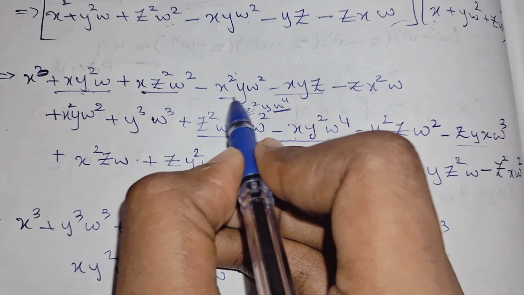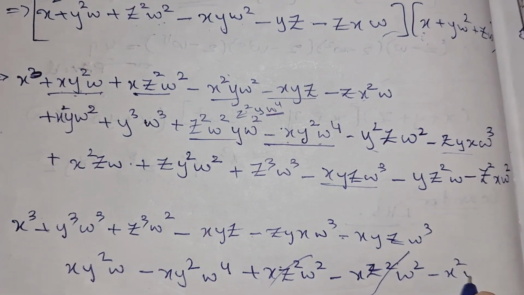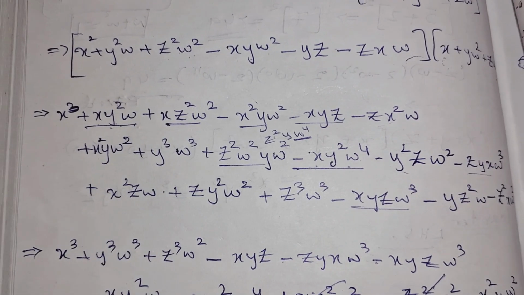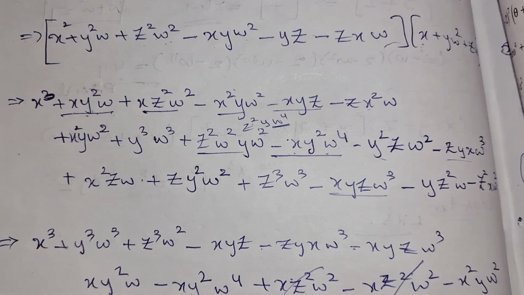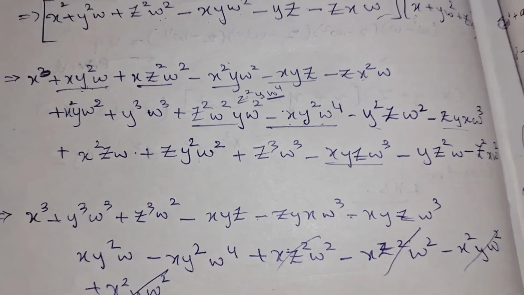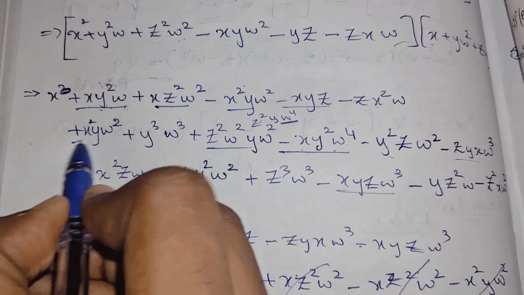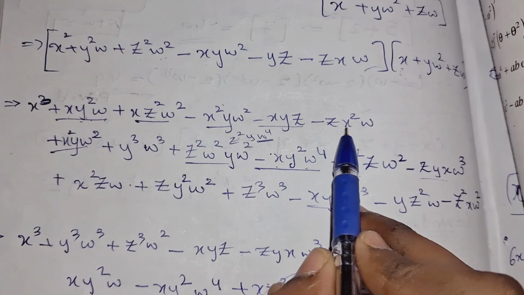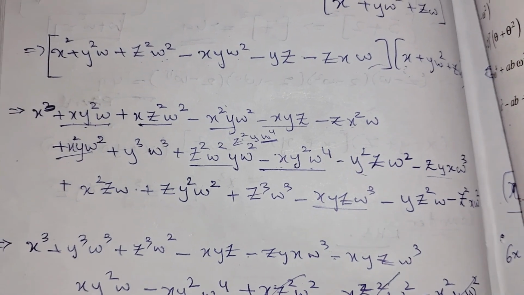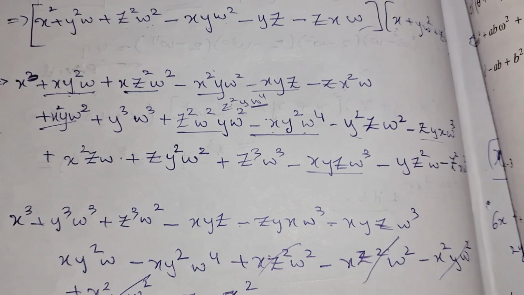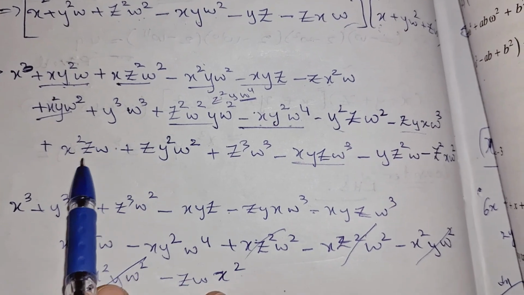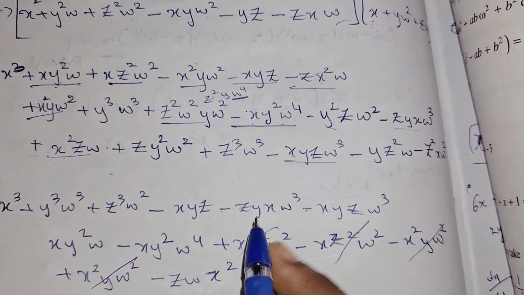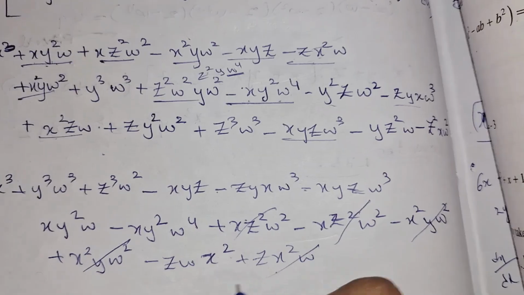Then what is the next term? X square y. So minus x square y omega square. Here we have x square y omega square with the plus sign. Now this and this again can be cancelled, isn't it? I'm writing in this way to make you understand. Then the next term is minus z x square omega. So what is one more zx square term? This is zx square omega. Again these both have opposite signs, so again we can cancel this. So I'm cancelling this here.